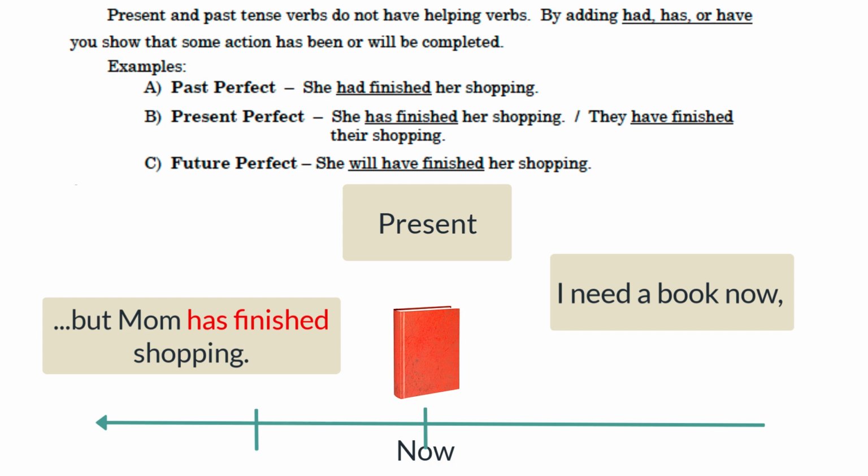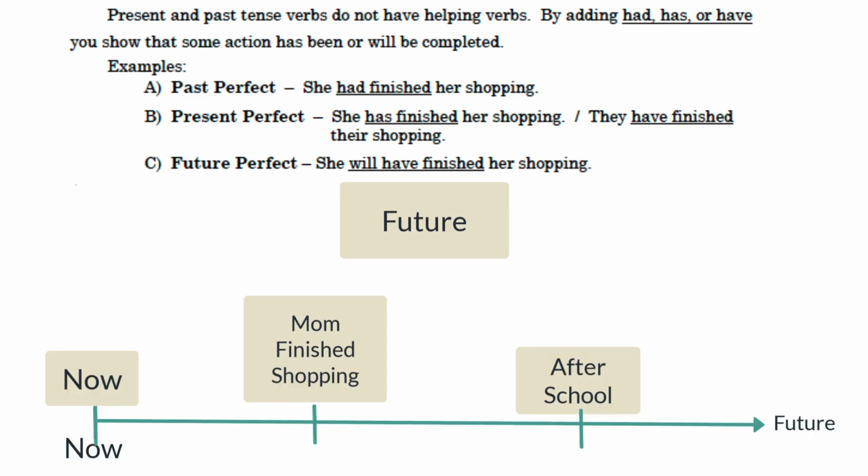Well, it sounds like we just missed her. She was out shopping as we speak, in the present, and we just missed her. She has finished shopping. Then with the perfect tense, you can again see how specific the perfect tense is.